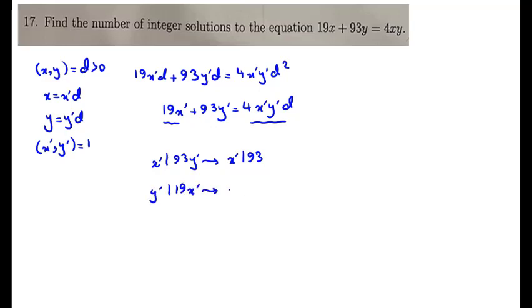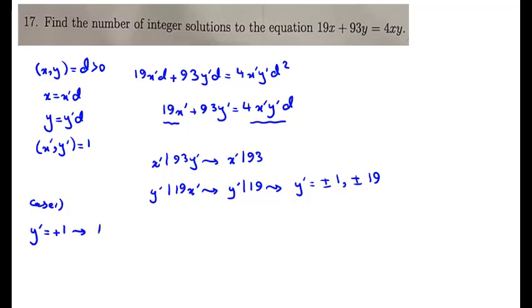They are necessary conditions. Because y' and x' are relatively prime, by using Euclid's lemma we can say y' divides 19. So y' can be plus or minus 1, plus or minus 19. If we check, for example, one of them, y' equals plus 1, case 1.